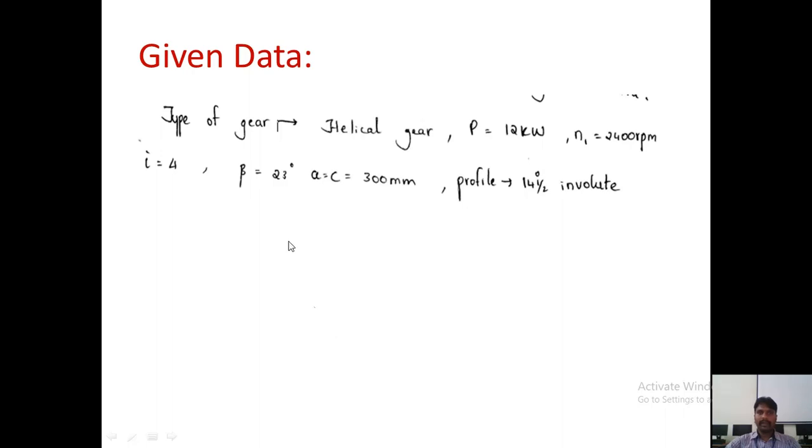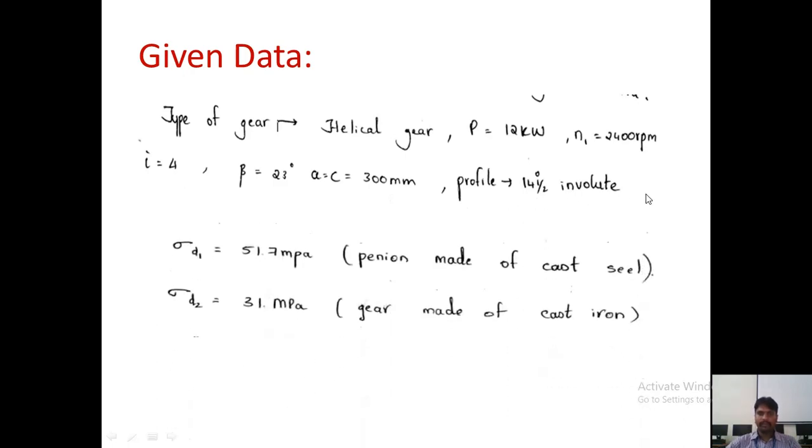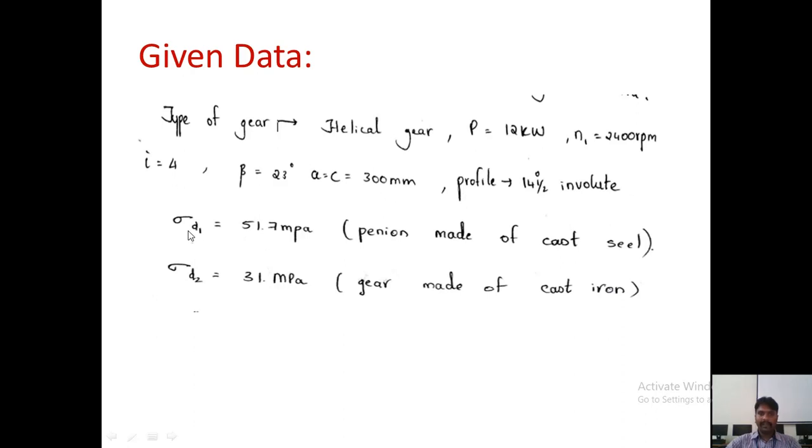So the given data: the type of gear given is helical gear. The power 12 kW is given. The speed of the pinion is given as 2400 rpm. The speed reduction ratio is 4. Beta is 23 degrees and the center distance is 300 mm. The profile is given as a 14.5 degree involute profile. And also the material is given. The design stress for the pinion is 51.7 MPa, sigma D1. The design stress for the gear is 31 MPa, sigma D2.